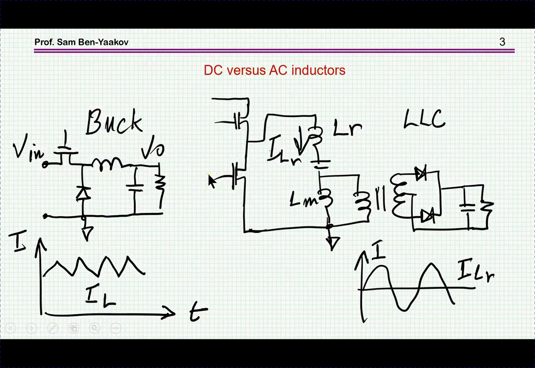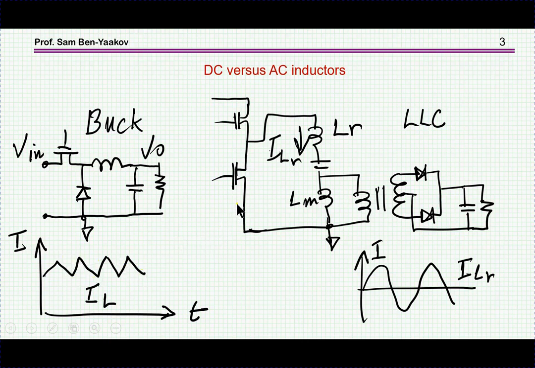Let me start off with the characterization of inductors in power electronics. We have in fact two types of inductors. I call the first one the DC inductor. Typical would be a buck converter. We have here the inductor, and the current in the inductor is going to have a DC level, an average value, and then a ripple on it.